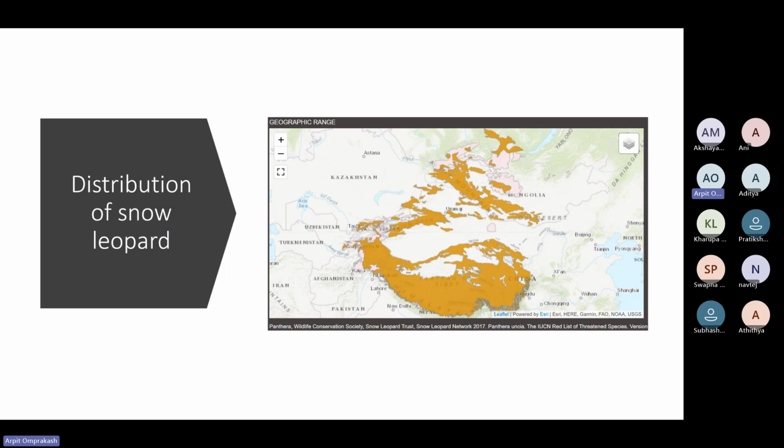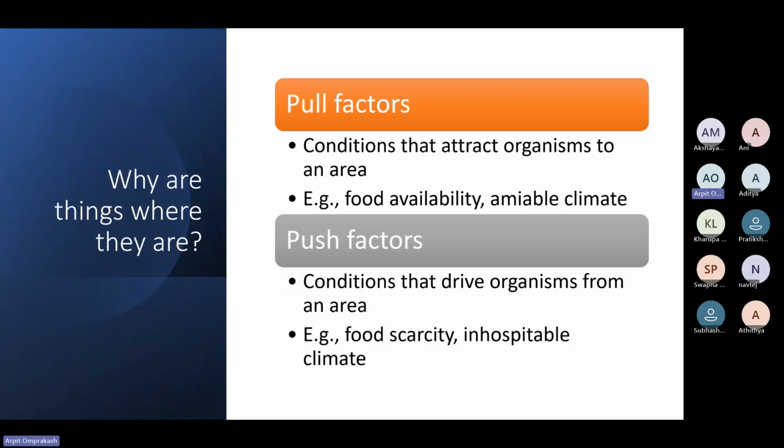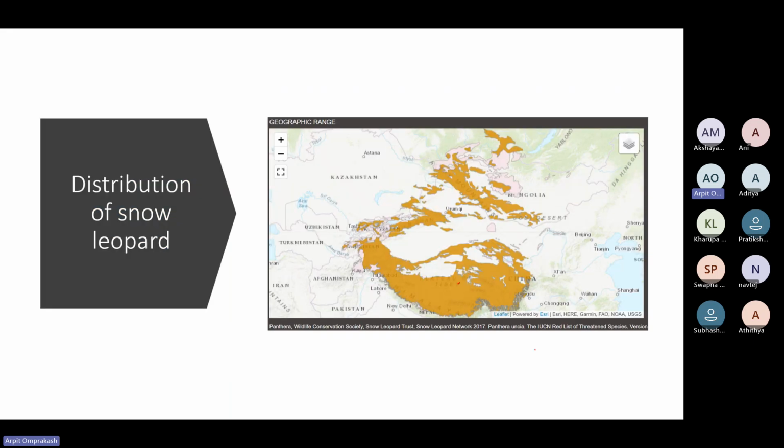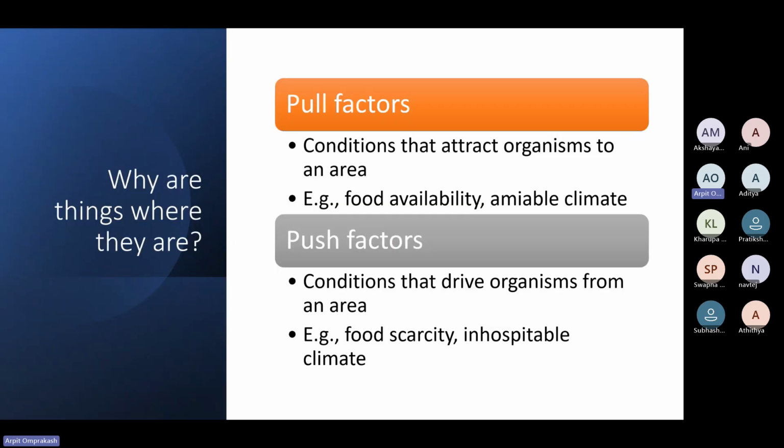So basically, when we ask the question of why are these snow leopards found in these orange areas and not found in other areas, the answer we can frame in terms of something called pull and push factors. Pull factors are factors that basically attract organisms to a certain area. For example, these orange areas will have a certain pull factor that is pulling these snow leopards to come into this area or stay in this area.